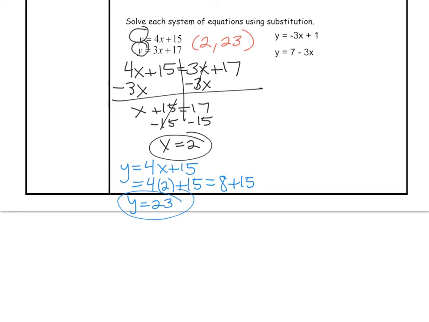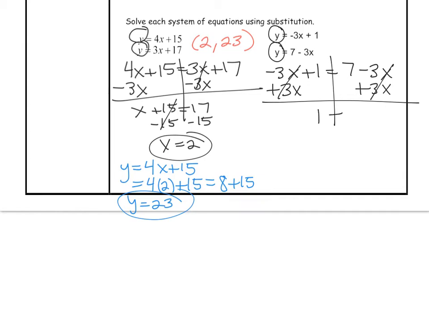Next example, start by doing the same thing. Circle the variable you want to replace. Since they're both equal to y, that's what we're going to replace. And then I say that -3x plus 1 is equal to 7 minus 3x. Again, we'll solve this equation for x, so I add 3x to both sides. Because it's negative, I have to add. Now, -3 plus 3 equals 0, so both of those cancel out. And I bring down what I have. I'm left with 1 is equal to 7, which is not true. So we say no solutions.